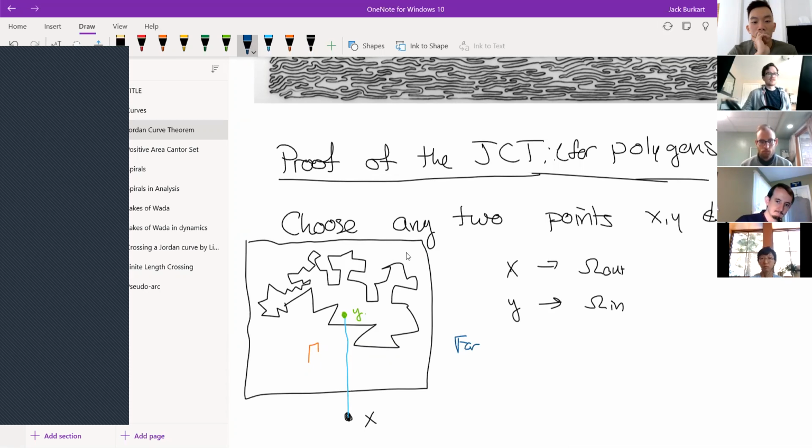For all other points, I can choose some z right here. I'll connect z to y, or x. We can do both of these. So I have my z right here, and then I'll connect it to y via a line segment, like so. It crosses the polygonal Jordan curve several times, but we can count the crossings.